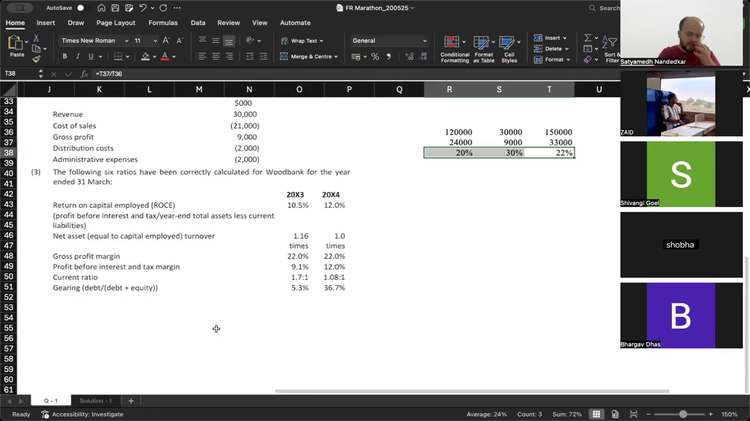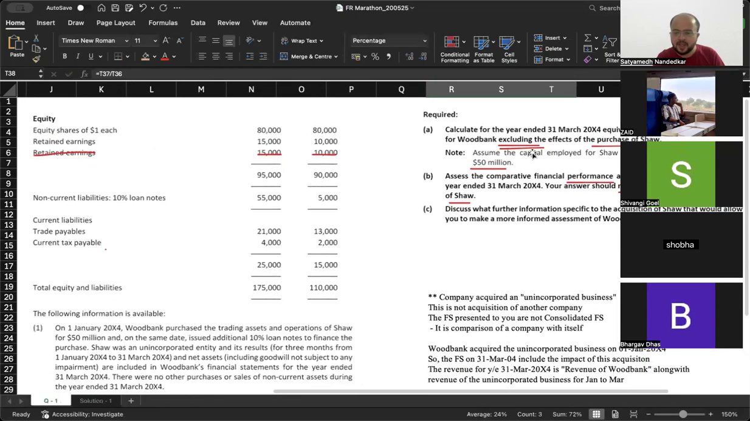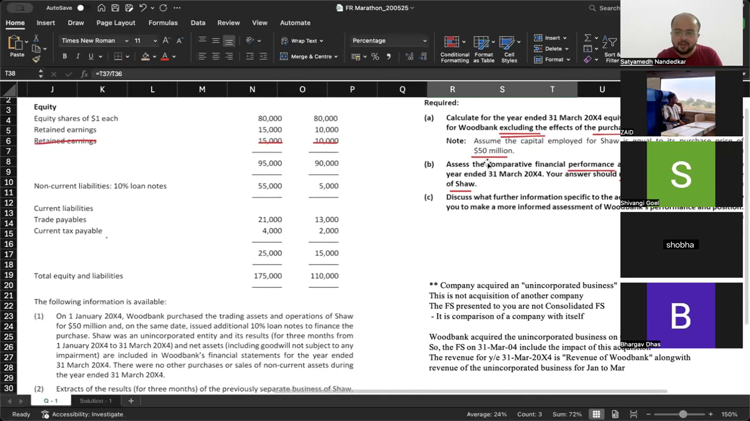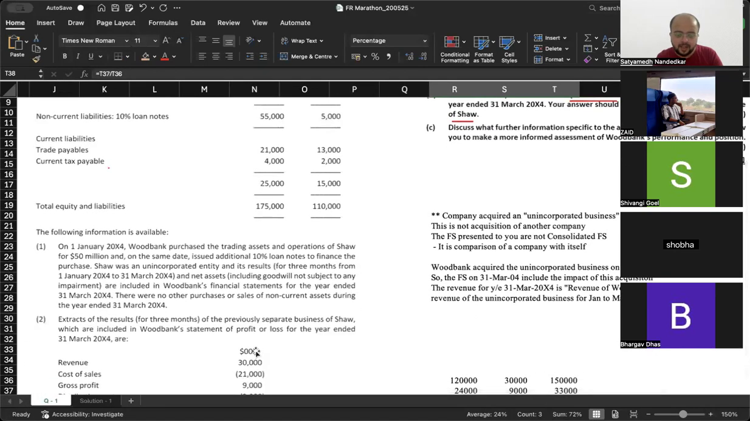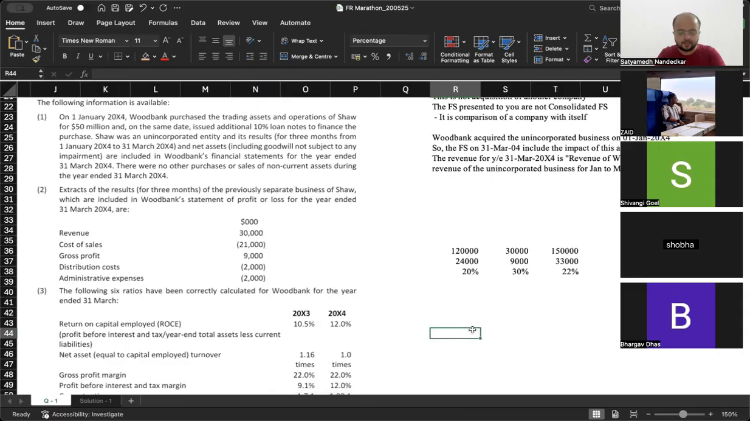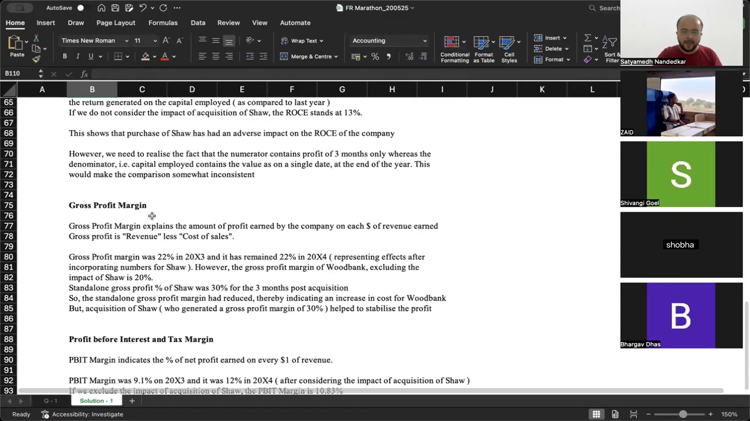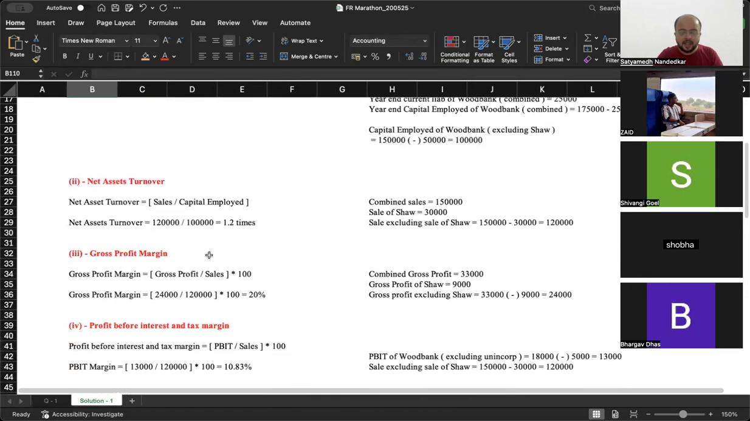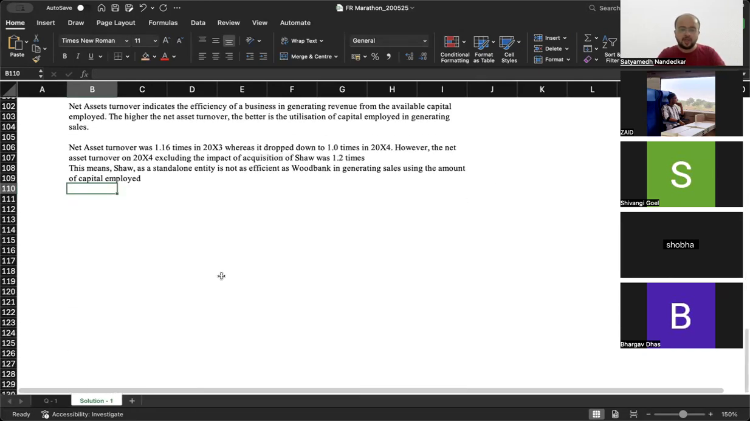See, इसका capital employed कितना था? Capital employed for Shaw is 50 million. 50 million से it generated 30 million in sales. So Shaw's capacity to generate sales is only 0.6 times its capital employed, whereas standalone इसका capacity है कि it can generate sales which are 1.2 times the capital employed. ये observation आपके लिए बहुत critical रहेगा.